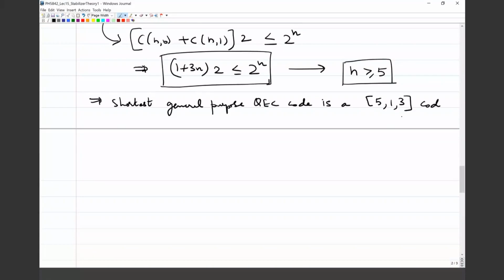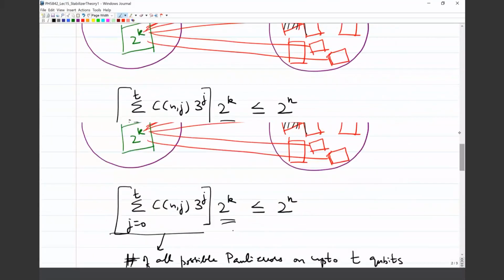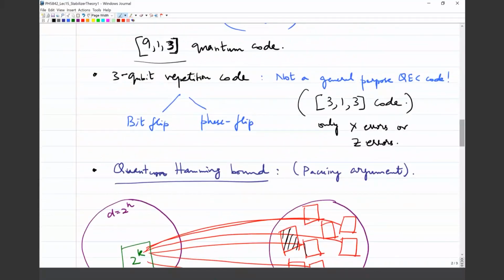Okay. Note that there is no contradiction between saying this and still discussing the 3 qubit repetition codes, because these are not general purpose quantum codes. They are for specific noise models. And this is always possible, that if you're interested in correcting for a specific noise model, you might end up with being able to encode into fewer qubits, right?